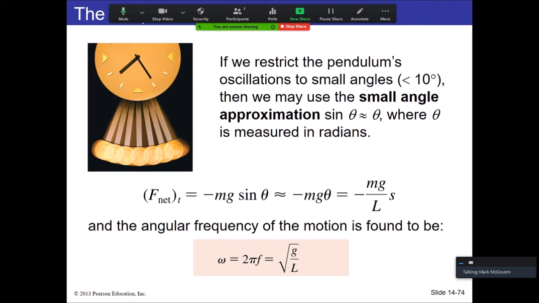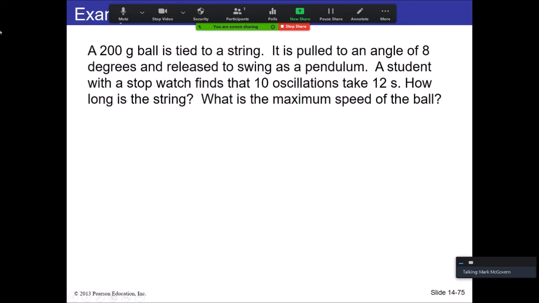And so in this case, we have a different form for omega than we did for springs. Remember, for springs it was k over m. This is g over L. So this is going to determine what determines the period of this oscillation. And again, from lab, it's only gravitational acceleration and the length of the pendulum. All right, let's get to a problem.